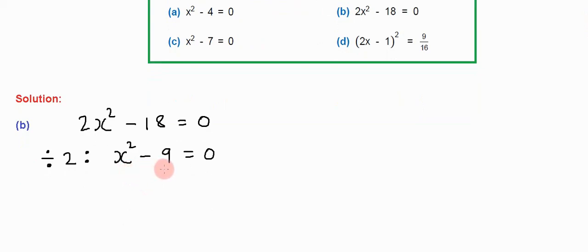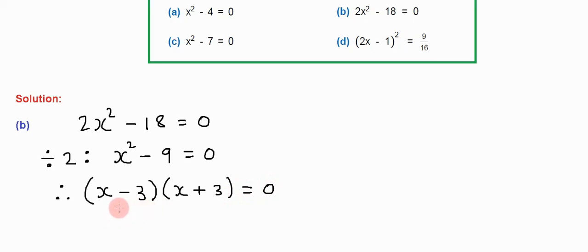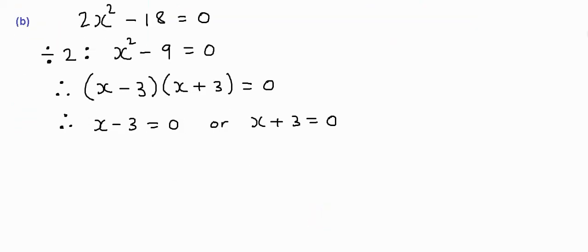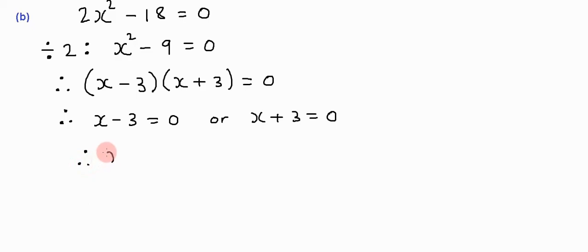And now we do have a difference of squares. Both x squared and 9 are perfect squares. So we take the square root of the first term, which is x, minus the square root of the second term, which is 3, and then multiplied by x plus 3. Now we can use the zero product rule. In other words, x minus 3 is 0, or x plus 3 is 0. And we solve for x in each of these equations. So x will equal positive 3, or x will equal negative 3.